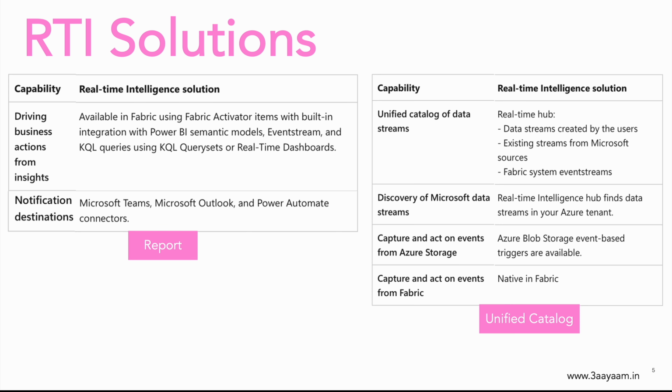Then the final one is the unified catalog. Of course, the unified catalog is something which is needed to store the metadata. It would act as a data catalog for the streaming data that is getting ingested in the Fabric environment. And real-time intelligence provides the Real-Time Hub for the same, using which you can define the data that you are ingesting in the real-time intelligence environment of Fabric. You can define the metadata of the events that are getting generated from Azure storage or native events on Fabric itself. So that's why it is called real-time intelligence, and it is also called event-based data ingestion or event-based streaming.